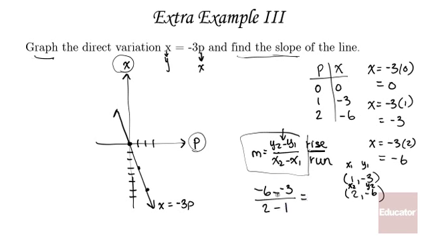So especially with a case with double negatives here, it's very helpful to label x1, y1, x2, y2 so that you can do a very simple substitution here. -6 plus 3 is -3, and 2 minus 1 is 1. So your slope is -3. So we found the direct variation, the graph of it, and then we've also found the slope, which is -3.